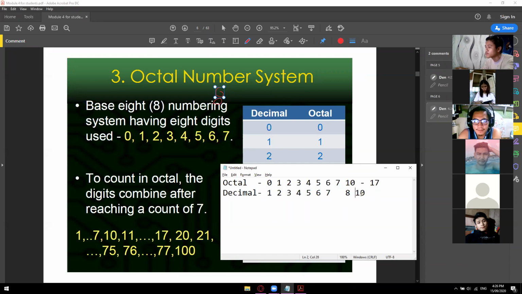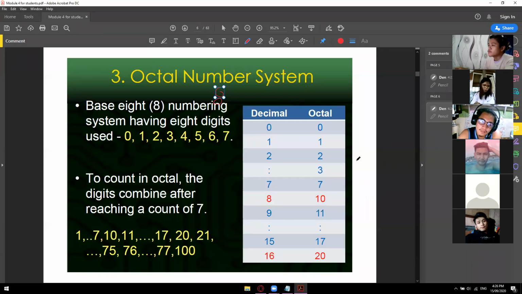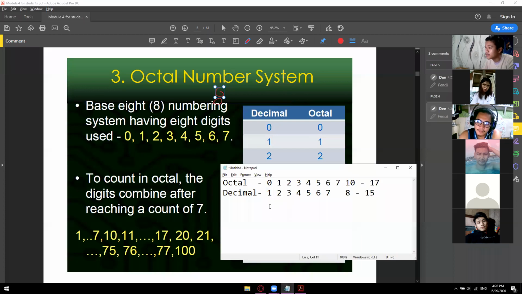8 to, so plus 7, 15. 8 to 15. Okay. So basically ganun. Ganun yung equivalent into decimal. Alright, so ganun yung pagbasa nyo dyan. So 0 to 7, same lang sa decimal saka sa octal. Kaya pala may mali. 0 pala to, my bad.